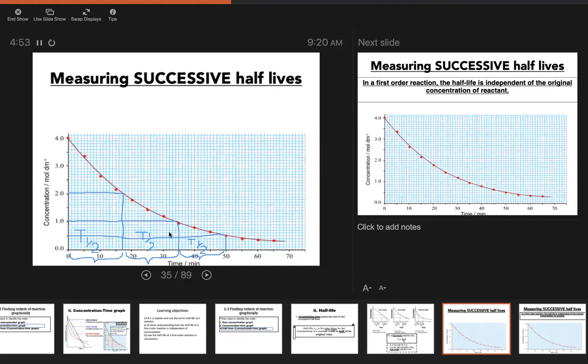So these are 3 different half-lives, and I want you to measure them, okay? Read each of these half-lives off from the graph. Do not start from 0 because that's not the definition of half-life, okay? So I'll give you time to do it.